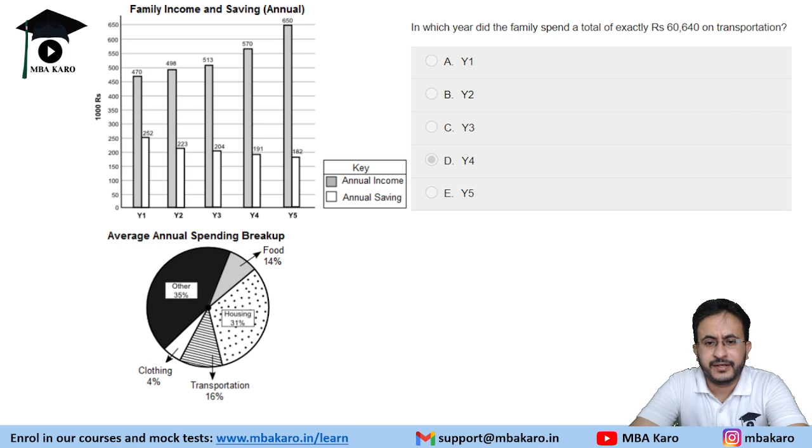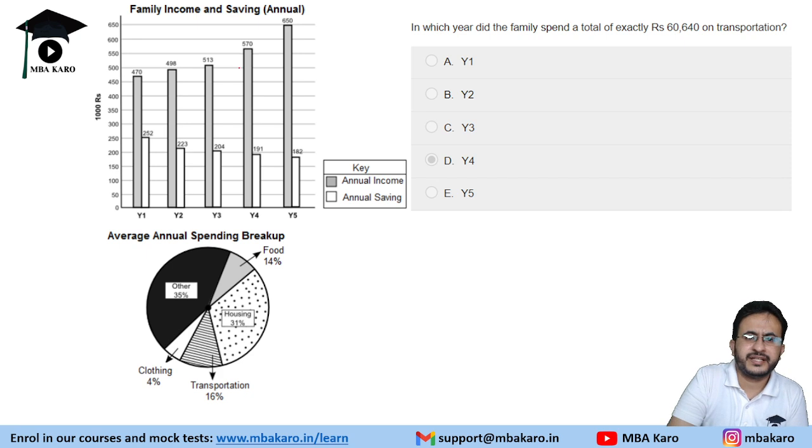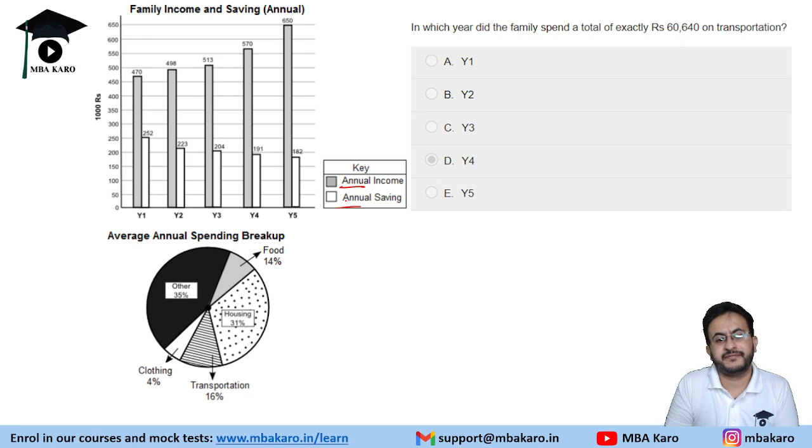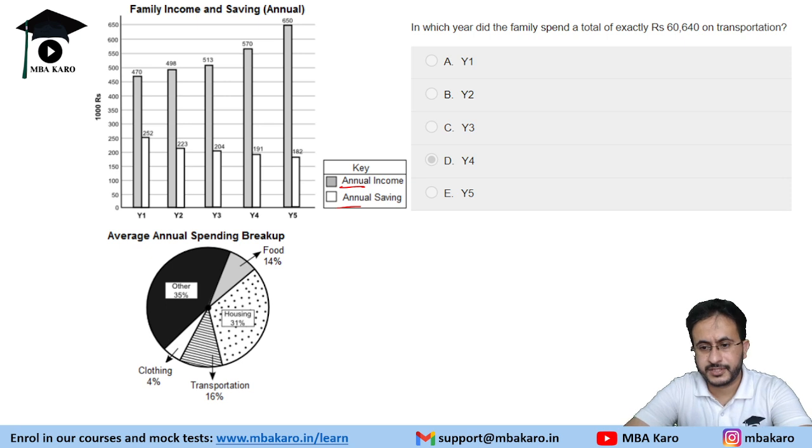Here's the next DI that is based on the concept of income and saving. So let us understand this. It says annual income and annual saving. Income and saving is given. Average annual spending breakup is given to us. How much does a person spend, that is given to us.